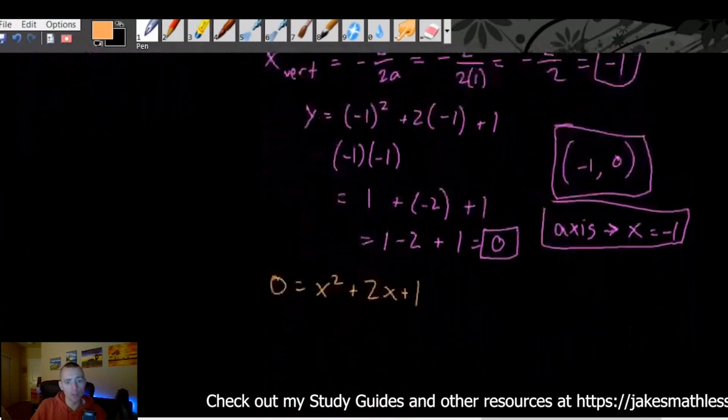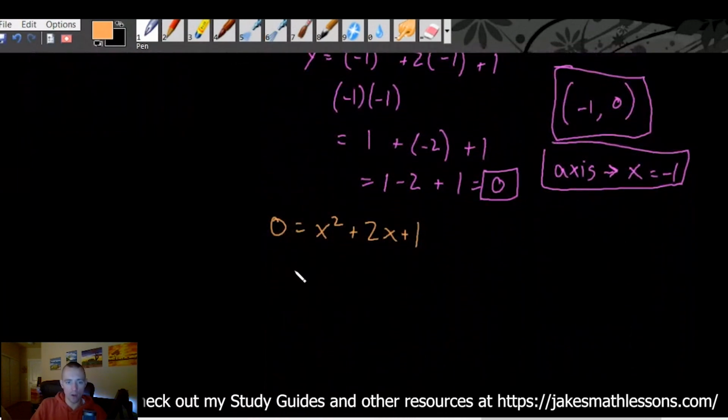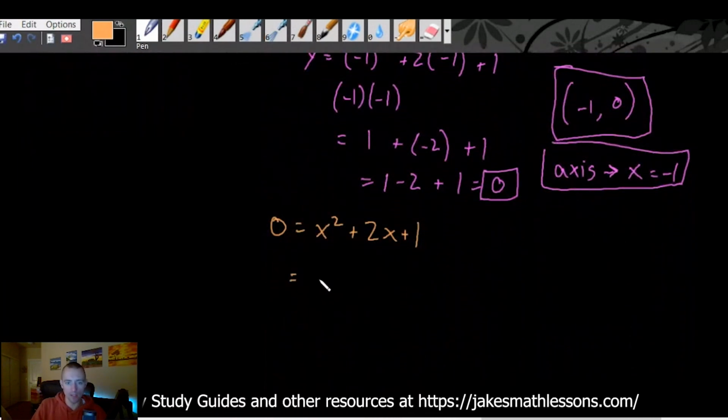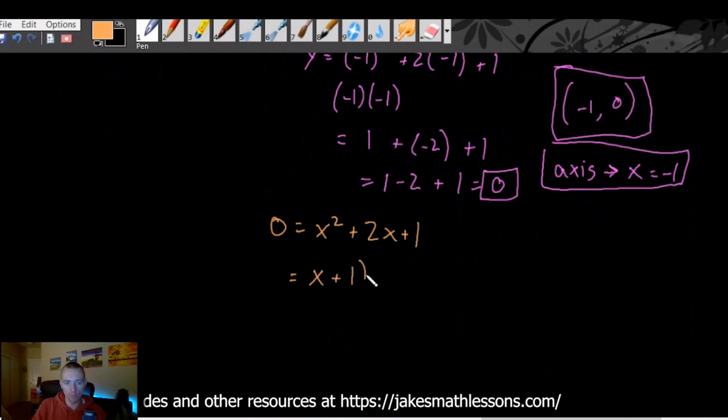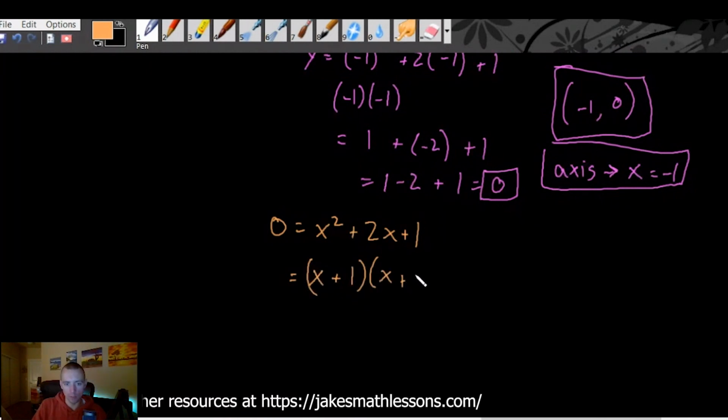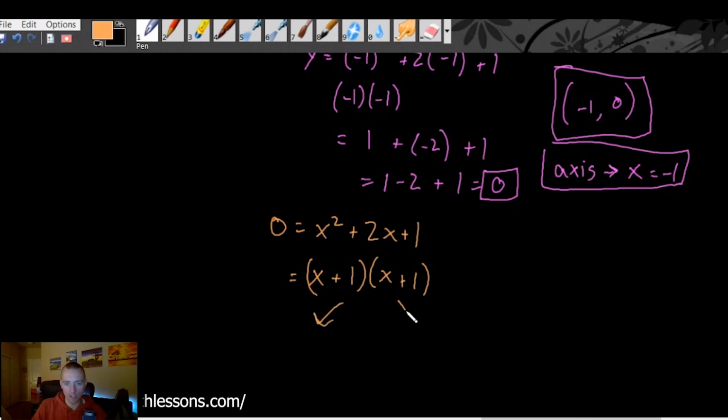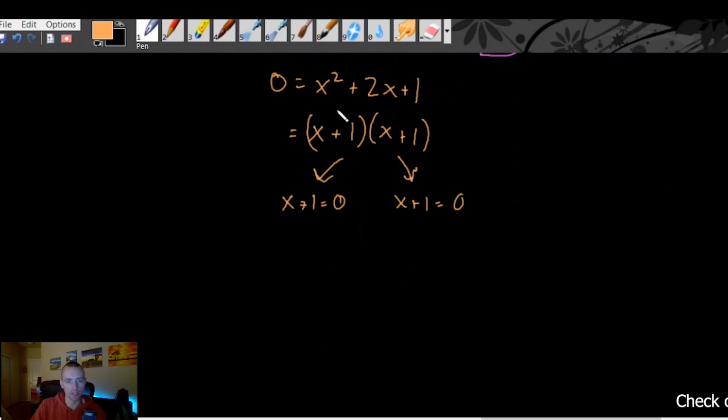So probably the best way to solve this one would be to factor it out. This can be factored out as x plus 1 times x plus 1, because this would FOIL back into x squared plus 2x plus 1. And then we can set each of these parts equal to 0 separately, because if either factor is 0, 0 times any other number is also 0.